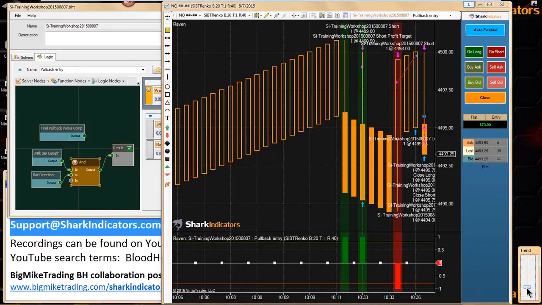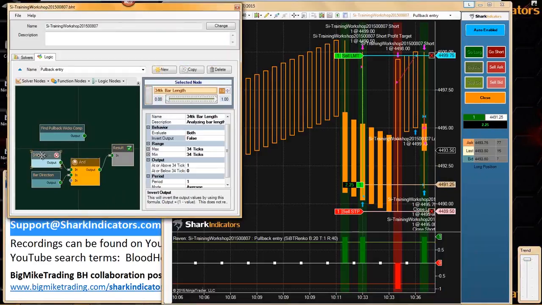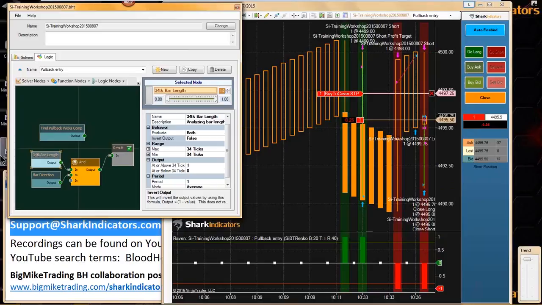All right, it's getting there. A few more ticks. There we go. Long trade. All right. So there we go, there's another way to do it. You could use a bar length. And now let's add John's ADX requirement onto this.